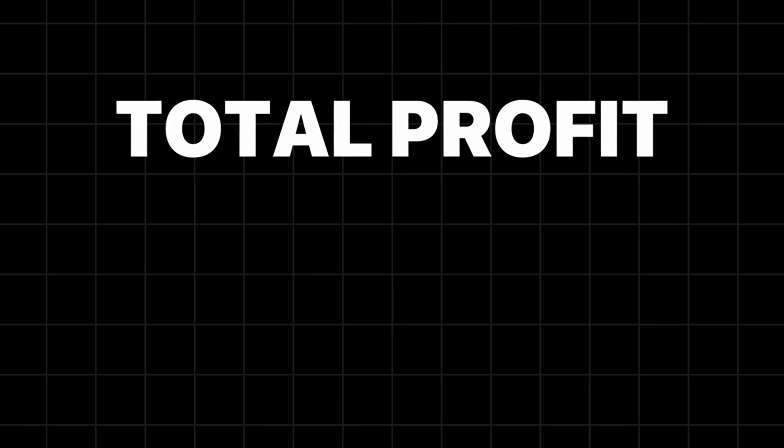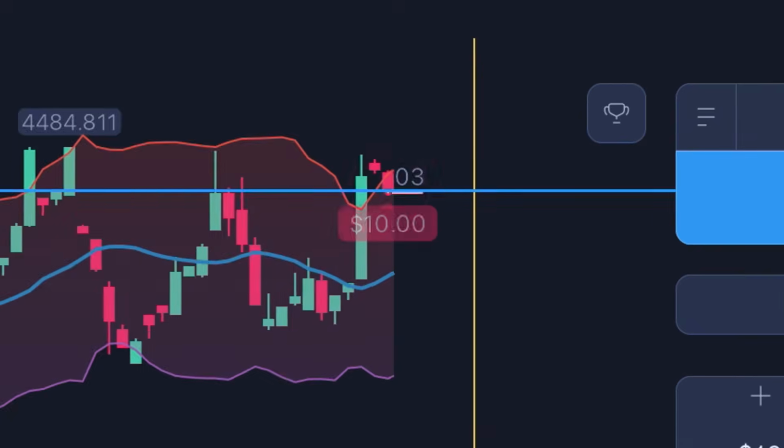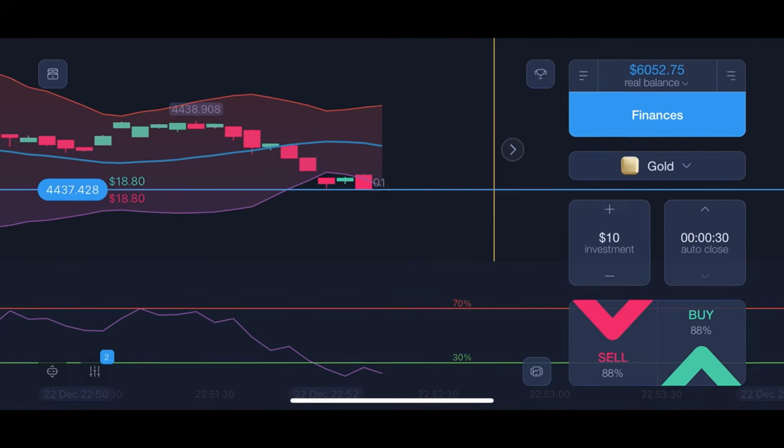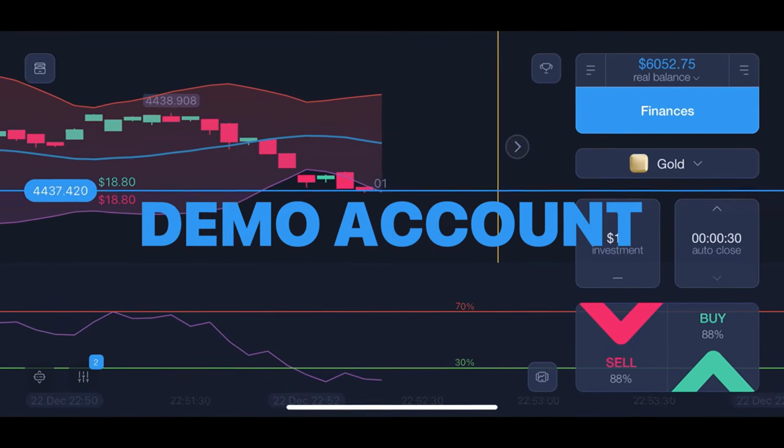This brings my total profit to $29.60, with just 5 trades in under 10 minutes. As always, make sure to test this strategy on a demo account before using it on a real account.